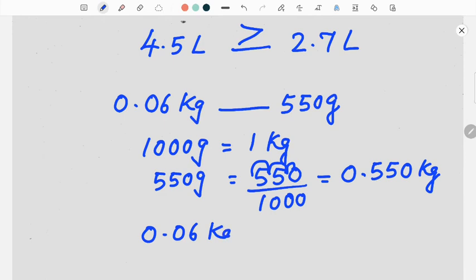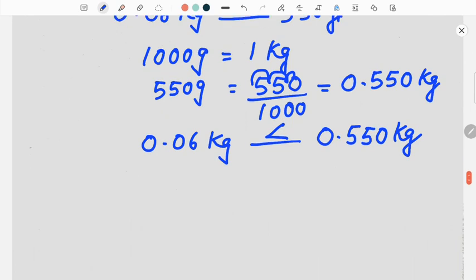Now compare these numbers. 0.06 kilogram and 0.550 kilogram. Compare the whole number part. 0, 0, same. Then next the tenths, 0, 5. 0 is less than 5. So 0.06 kilogram is less than 0.550 kilogram. Here one unit is in kilogram and the second is in gram. So to compare these two numbers, change grams into kilogram, then compare the digits.